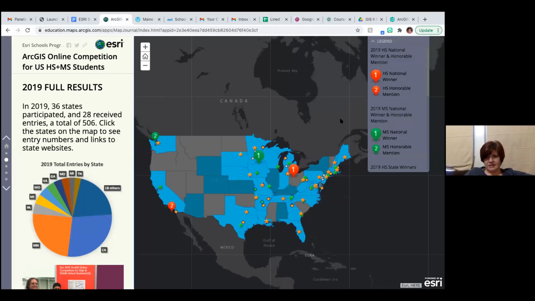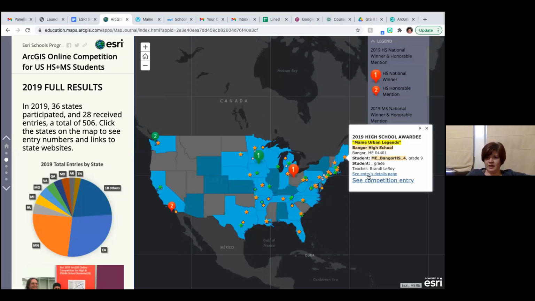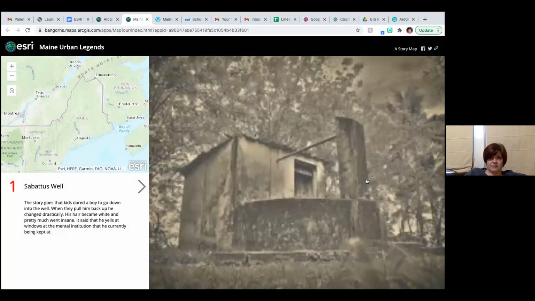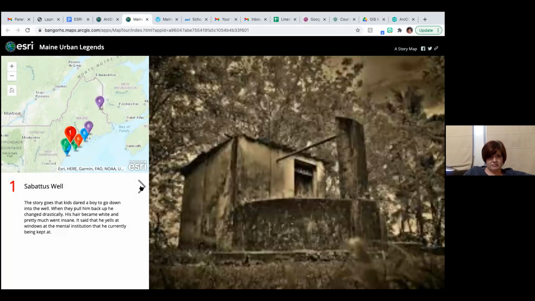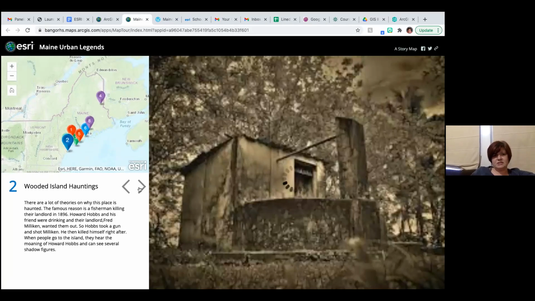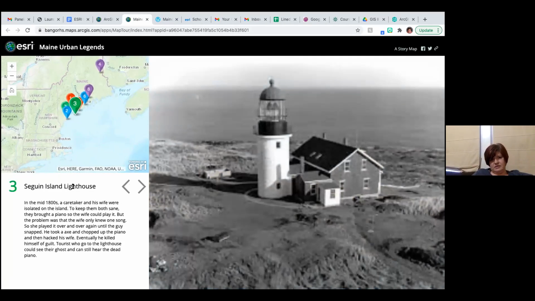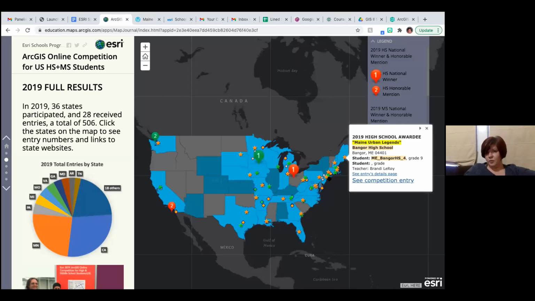In 2019, my students entered and the winner was about the Brady gang. That's Maine Urban Legends. That's not the winner though. I don't know. But this is a story map on Maine Urban Legends. And you can see that the students went and did a little bit of research and put it on the map. Definitely not a winner. And that is not the one that won.